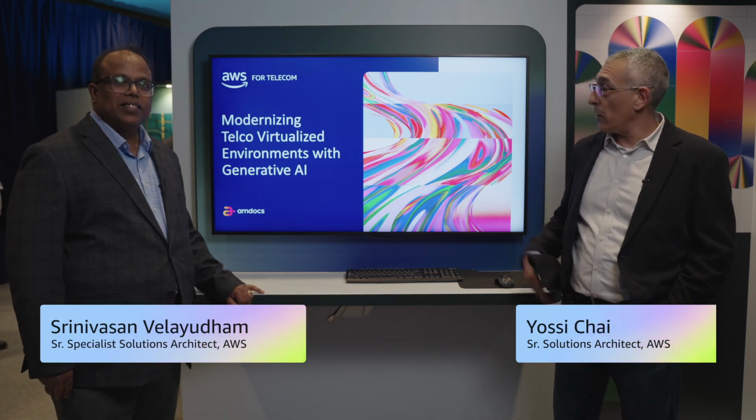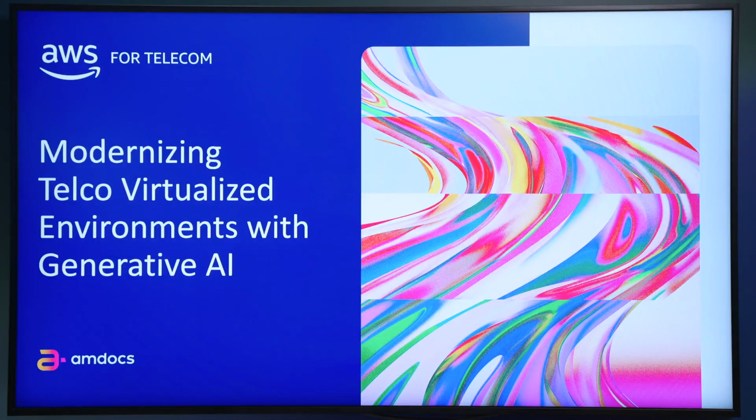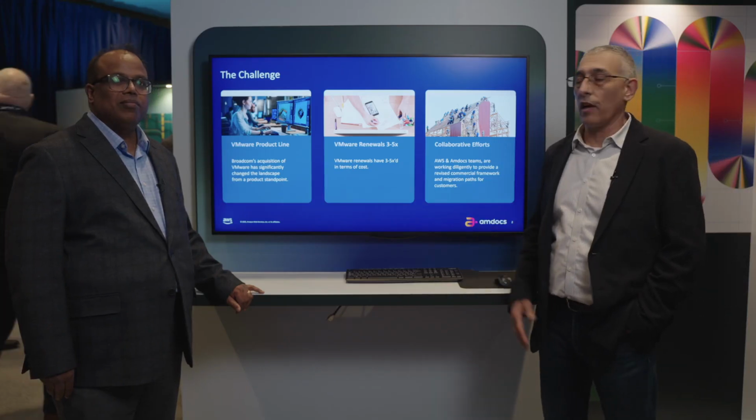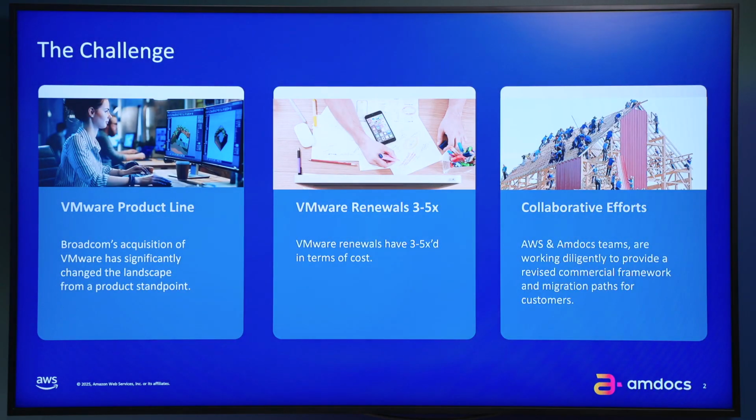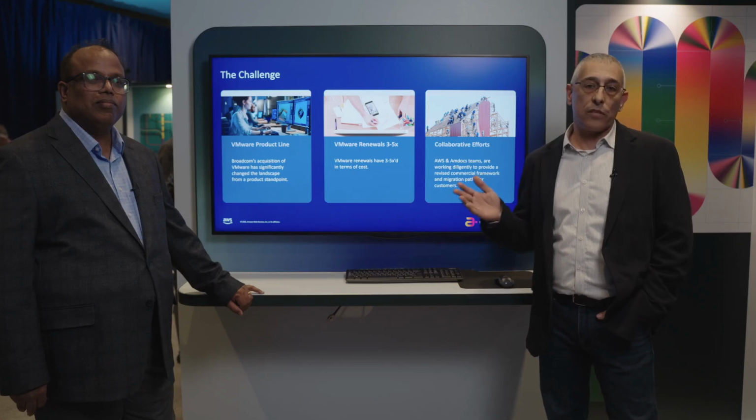And today we will go over modernizing telco virtualized environment with generative AI. So the challenge we are facing, which our customers are facing actually, is the changes in VMware landscape. According to Gartner, we know that 73% of our customers are looking for a solution to exit VMware and move it to a native cloud. The main issue is that today it takes between 18 months to 4 years to do this transition.